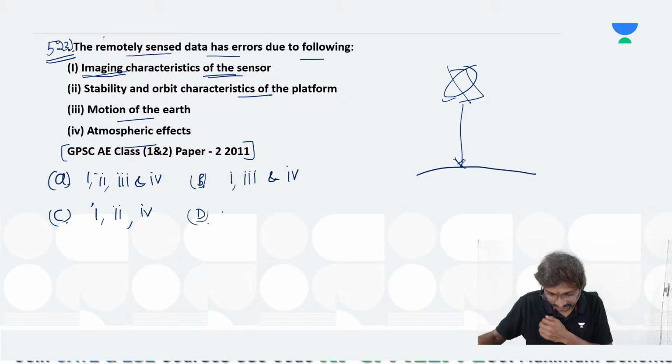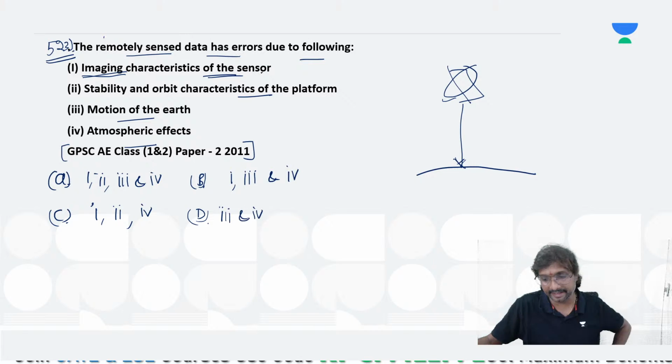So which one will result in errors? Imaging characteristics of the sensor means it is unable to make the images properly. When it is unable to make the images properly, it will result in these errors. Suppose the sensor is making the images properly, do you have any error? No error, right?